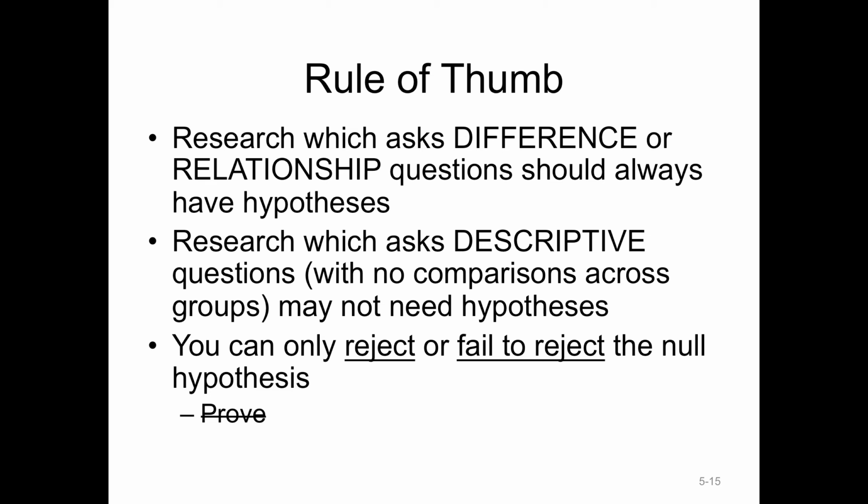The researcher is trying to reject or fail to reject the null. And then once that is determined, you can determine if you accept or fail to accept the research hypothesis. And what we've said before is we're not trying to prove something. It's either reject or fail to reject the null hypothesis.